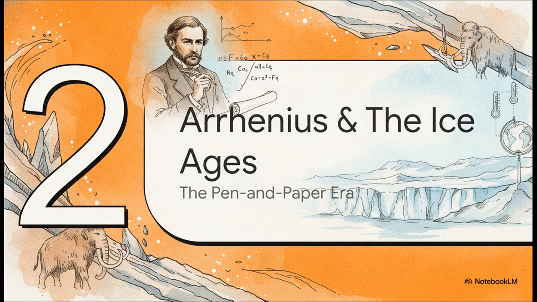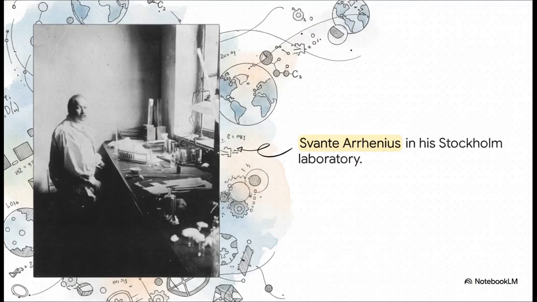Part 2. Arrhenius and the Ice Ages, the pen and paper era. Meet Svante Arrhenius, a Swedish physicist, sitting right there in his Stockholm laboratory. Now, in the 1890s, the scientific community was fiercely debating what caused the ancient ice ages. I mean, how could the Earth get so cold and then warm up again?